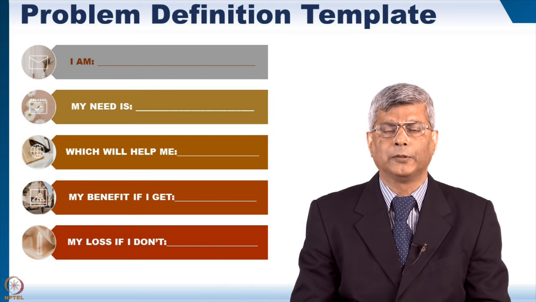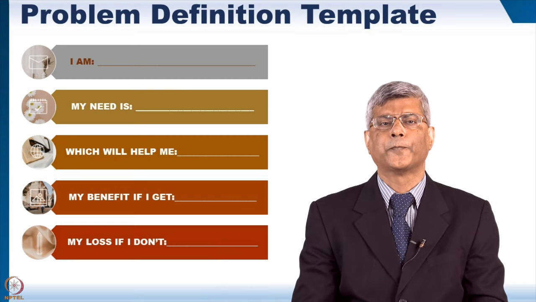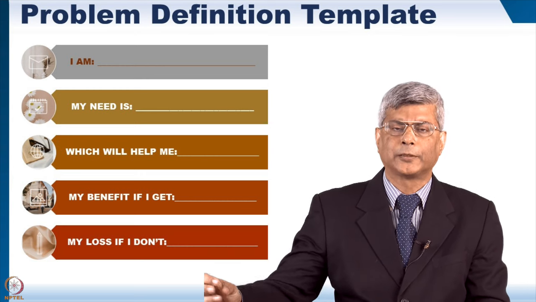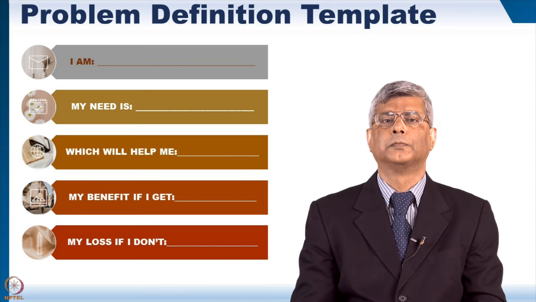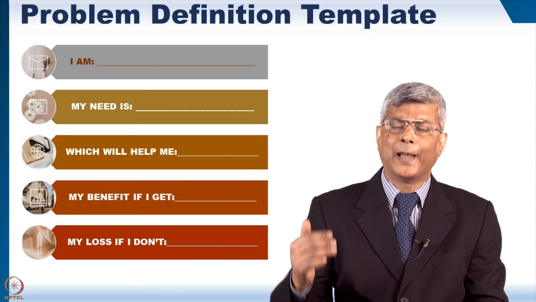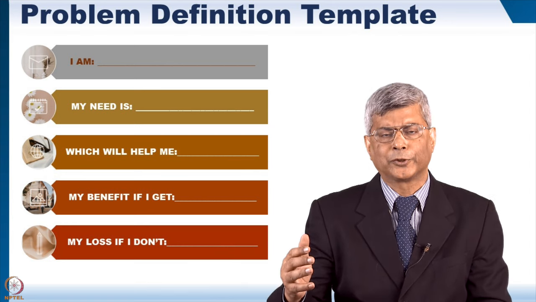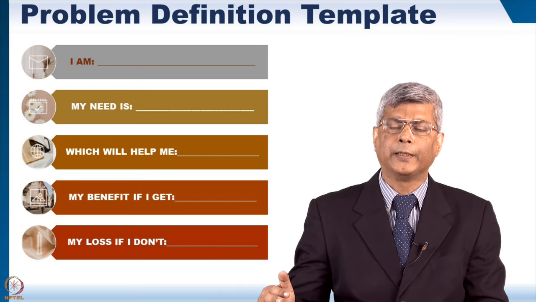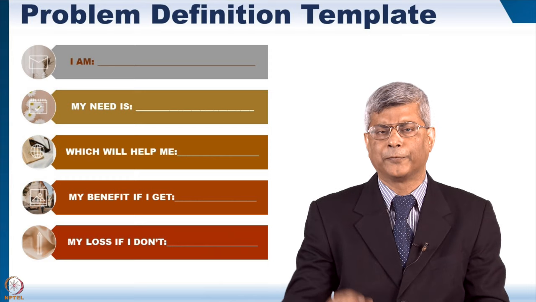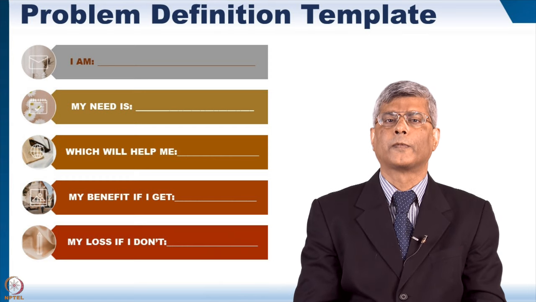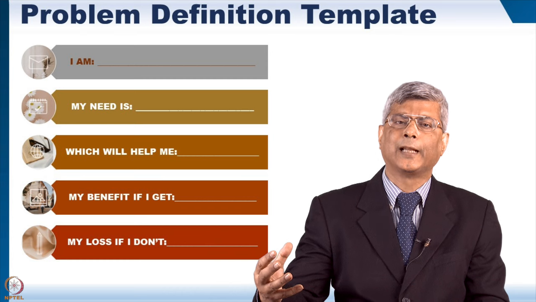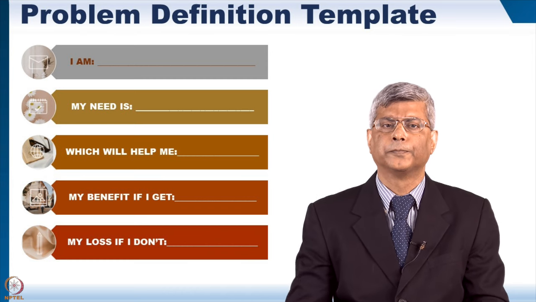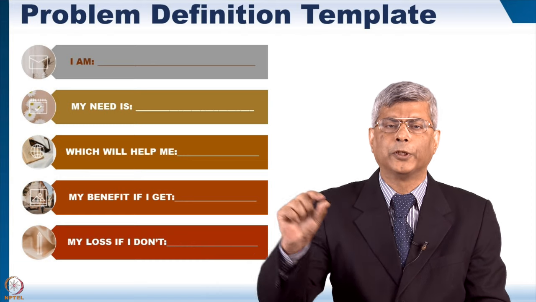So ask the customers to say, I am customer so-and-so. For example, I am a man, 25 years old or 50 years old, living in North India, South India, US, USSR, wherever, speaking this language, rich, not so rich. So "I am" defines who your customer is.